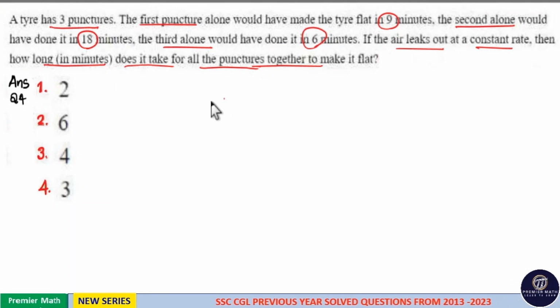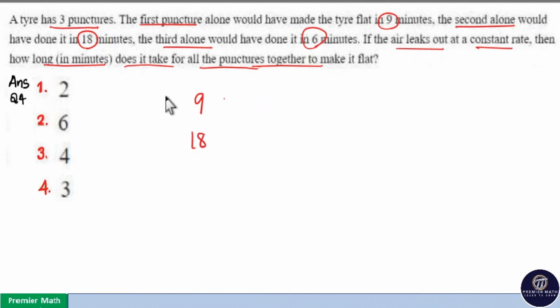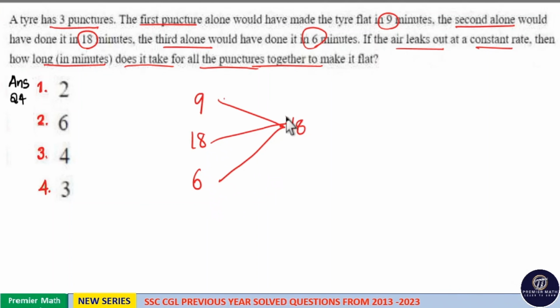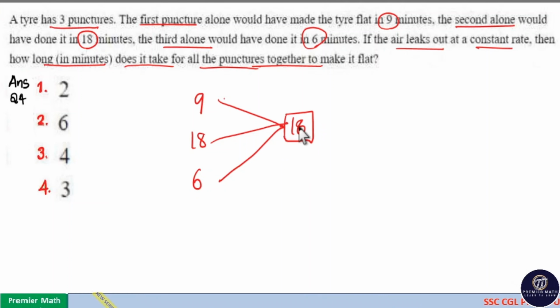Here, first puncture takes 9 minutes to make the tire flat. Second puncture takes 18 minutes to make the tire flat. Third puncture takes 6 minutes to make the tire flat. Now all are doing the same work. Take the LCM. LCM is equal to 18. LCM 18 means 18 is the total work here. So 9 goes 2 times in 18, 18 goes 1 time in 18, 6 goes 3 times in 18.